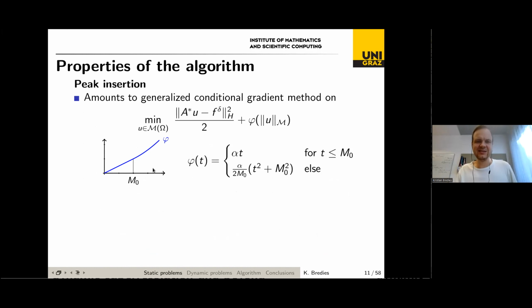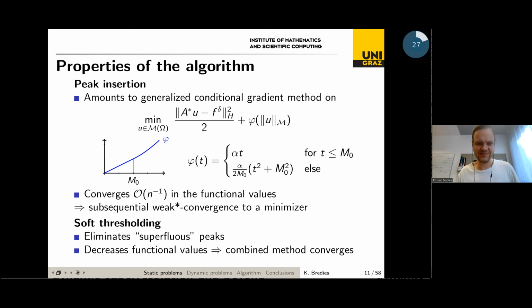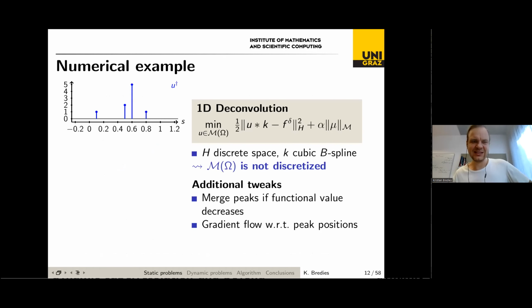faster than linear, such that you can solve the subproblems. Then you can identify this as a conditional gradient method, and you get 1/n convergence in terms of the iterates and the functional value, and also subsequently weak star convergence. The soft thresholding step eliminates superfluous peaks, because if you add one more peak in each step, it might become computationally infeasible. So you can limit the number of peaks if everything goes well with the soft thresholding step. You just throw the ones with coefficient zero away, and this combined method actually converges, so it's also not hard to say.